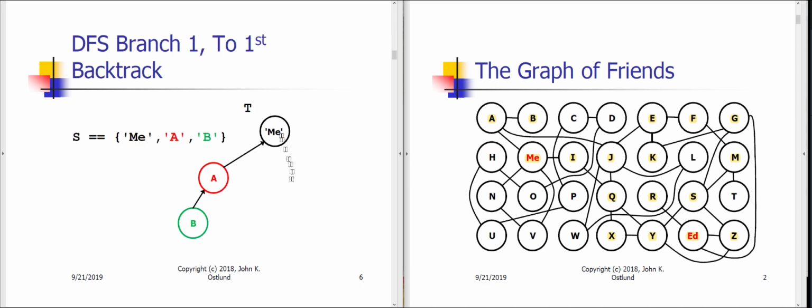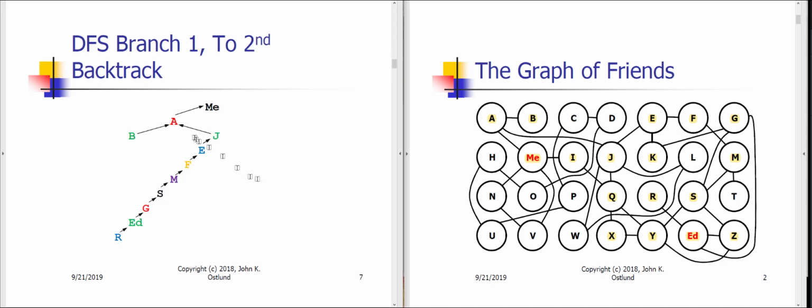Here's what that first downward branch looks like. From me, we visit A. We add A to the tree with me as the parent, and we add A to the set. From A, we visit B. We add B to the tree with A as the parent, and also add B to the set. And now we have to backtrack, so we come back up to A. From A, the next alphabetical unvisited neighbor is J.